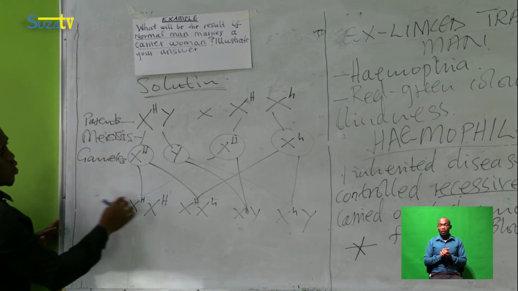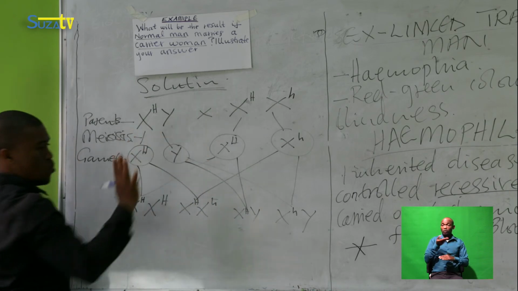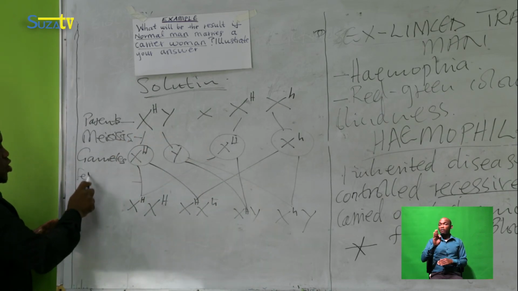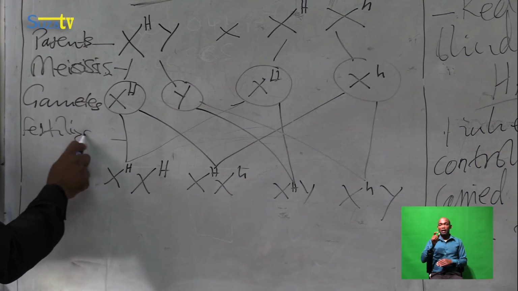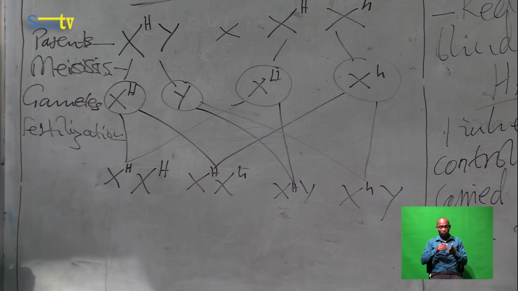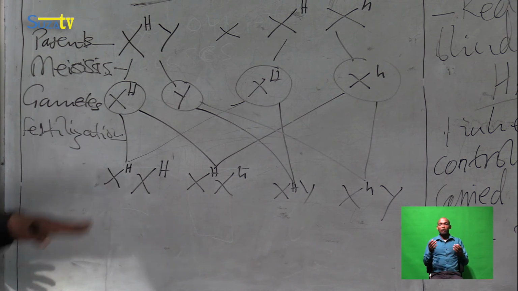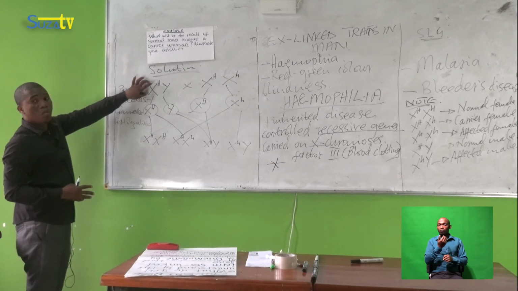So the crossing of these gametes, we call it what? Fertilization. Fertilization, I mean the fusion of the two gametes, in order to form a zygote, and finally we will get an embryo which will be formed into a daughter of these parents.